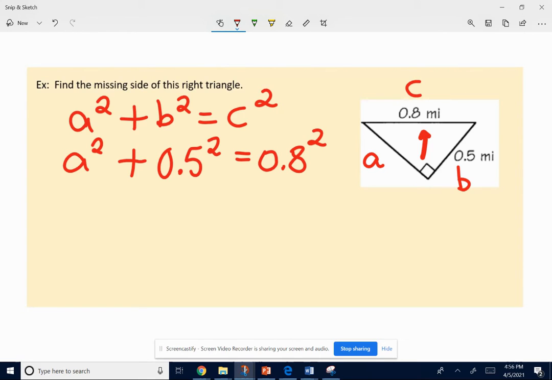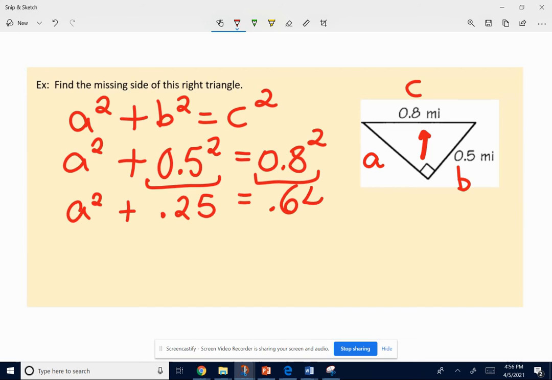Just like before, take care of your exponents next. 0.5 squared, 0.5 times 0.5 is 0.25. 0.8 squared, 0.8 times 0.8 will be 0.64. Now we're still trying to find A. Before we find A, we need to find A squared.